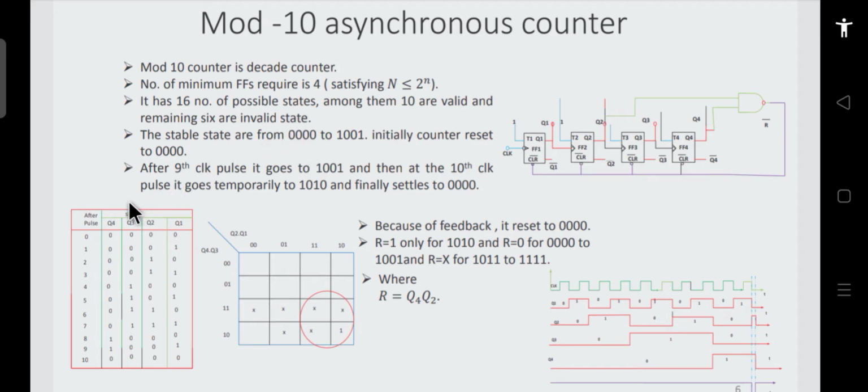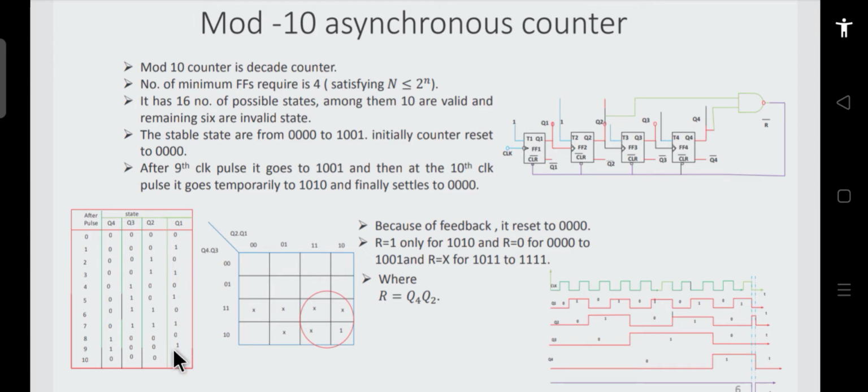Whatever we have discussed here is the same thing written in this truth table also. When the clock pulses occur, after the 0th clock pulse the counter has this state. Because we are using 4 flip-flops, Q1 is the LSB flip-flop, whereas Q4 is our MSB flip-flop. So Q1 to Q4. After the 0th clock pulse this should be the state, after the first clock pulse this should be the state, similarly second this, third this, fourth this, and after the 9th clock pulse the state should be this. And after the 10th clock pulse it should again come to the 0000 state.